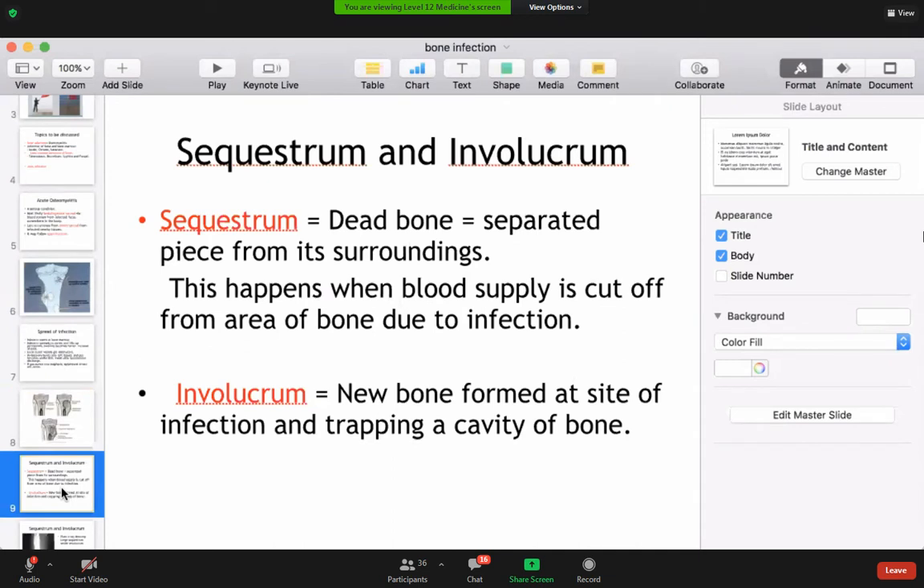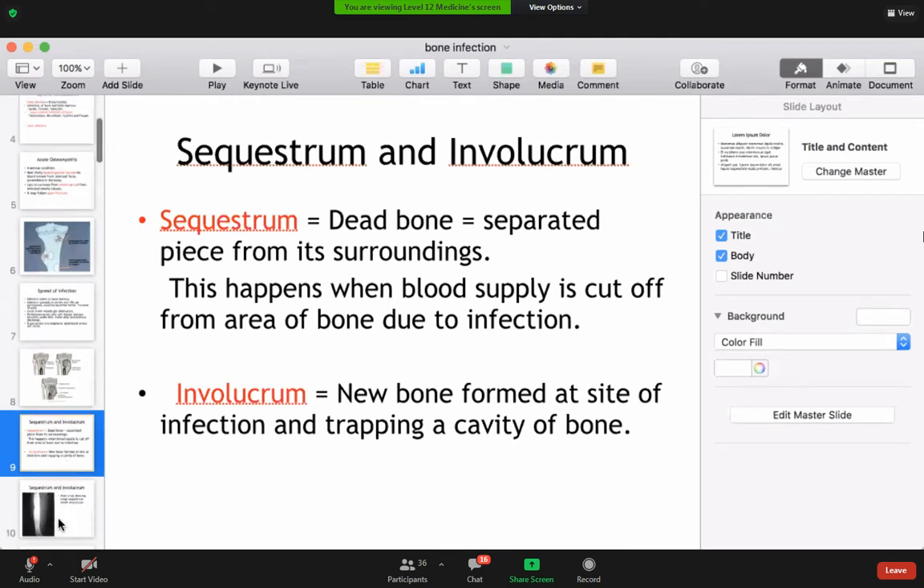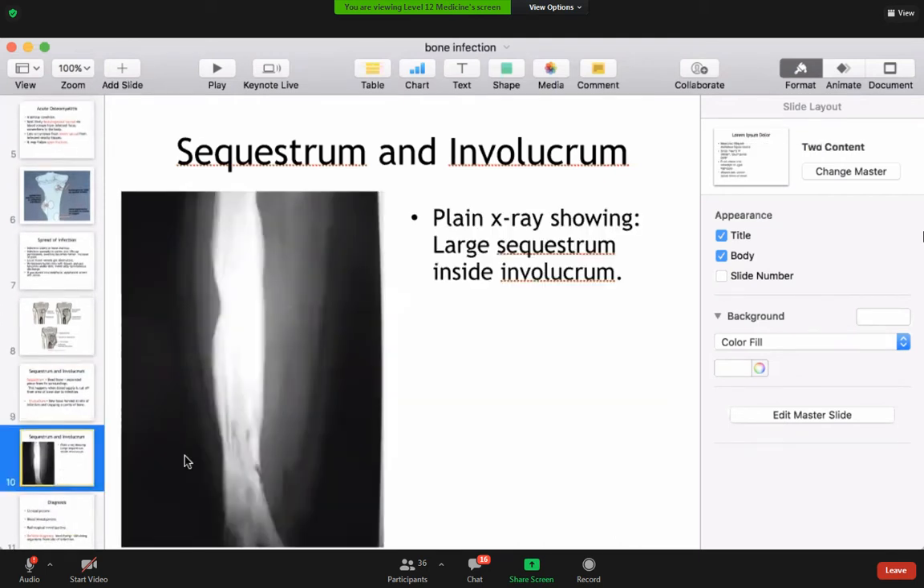Something called sequestrum and involucrum. Sequestrum is dead bone, involucrum is new bone forming around it as a repair mechanism. And these are some x-rays that show some new bone formation on the outside, and the dead bone in the middle.